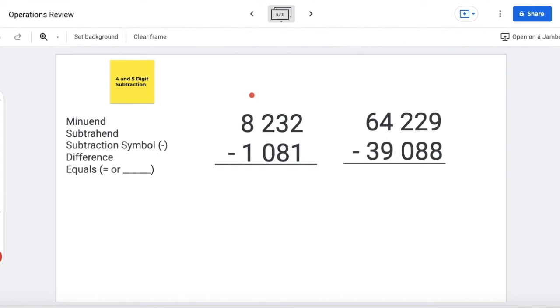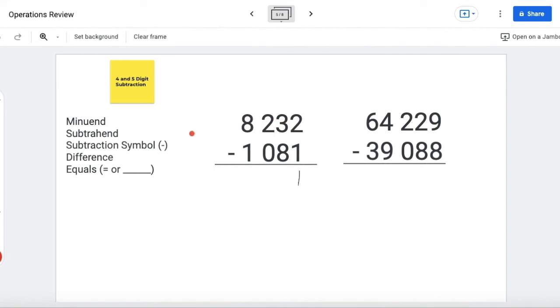So just like in addition, we start in the smallest place value. We're starting over in the ones. We're subtracting the subtrahend from the minuend. This means that we are subtracting the bottom number from the top. In this case, 2 subtract 1 equals 1. In this tens place value, we have 3 and 8. We cannot subtract 8 from 3 because 8 is part of the subtrahend. We have to subtract the bottom number from the top.